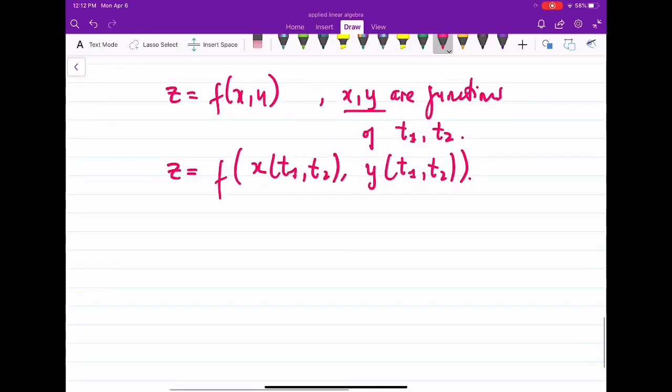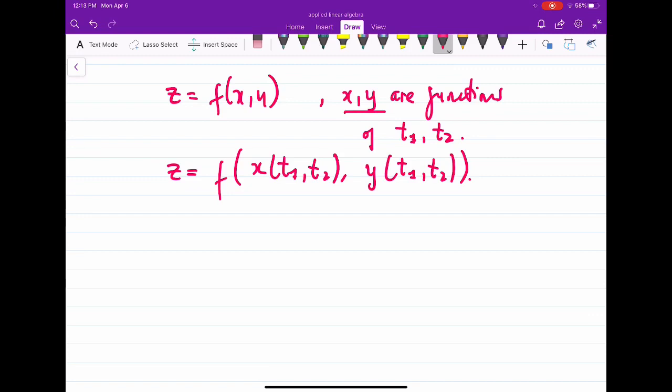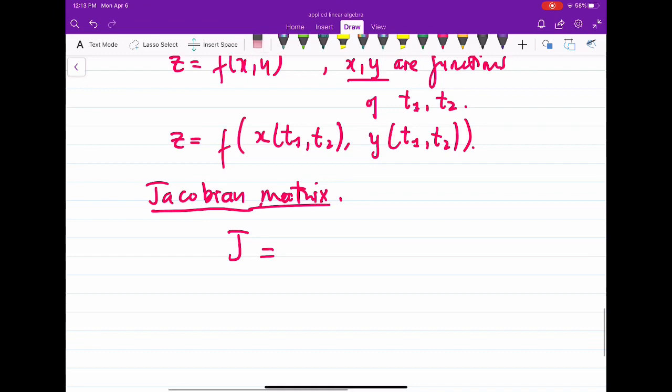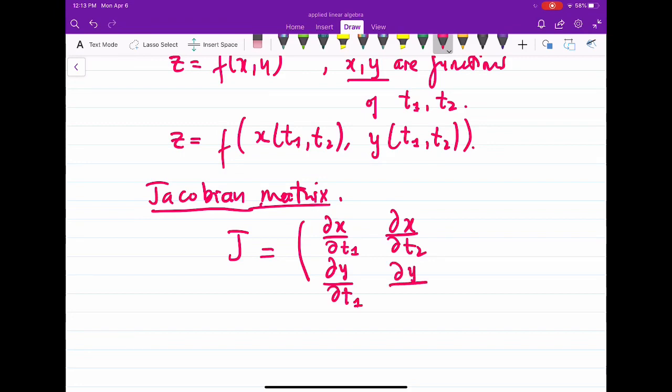Okay, so how can we define the Jacobian matrix? We have the following one. I have J equal to the partial derivative of x with respect to t1 and the partial derivative of x with respect to t2. In the second row, we have the partial derivative of y with respect to t1 and here we have the partial derivative of y with respect to t2. That's how we can determine the Jacobian matrix.